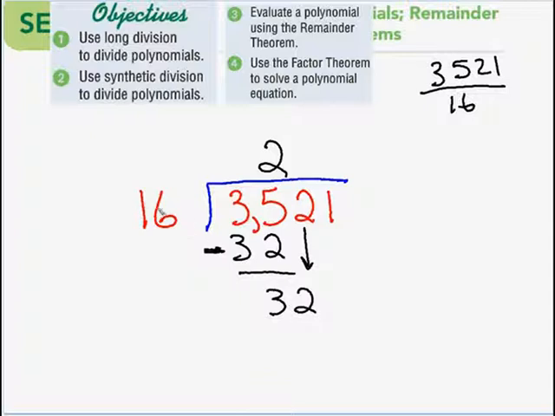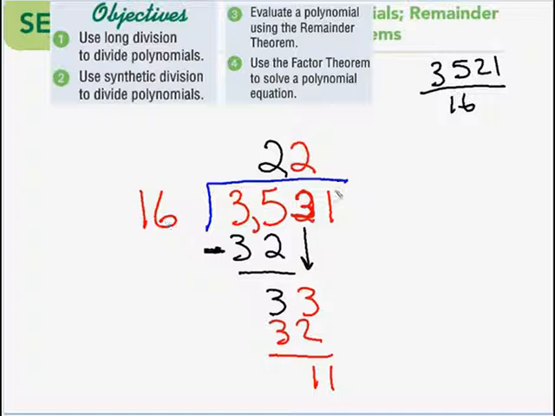Okay, does 16 go into 32 how many times without going over? Well, let's even make this a little more interesting. Let me change that to a 3. We'll make that a 3. So we bring down the next term, 3. How many times does 16 go into 33 without going over? Again, twice. 16 times 2 is 32, and we subtract to get 1, and then we bring down the next term, 1.